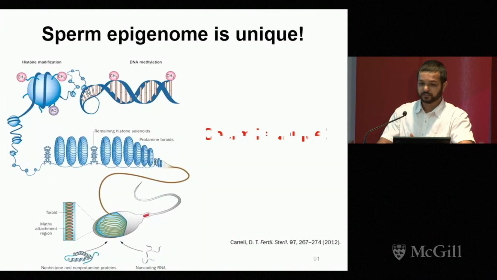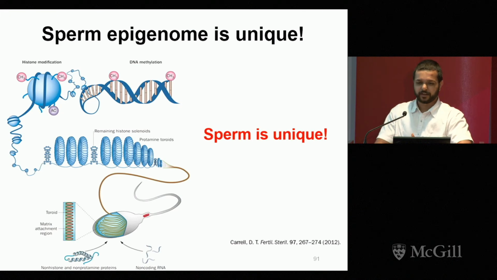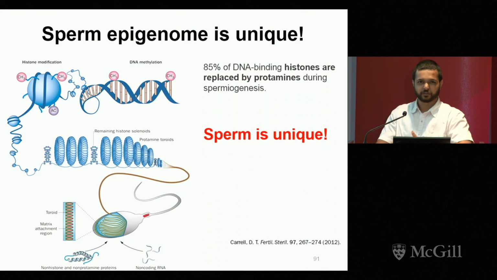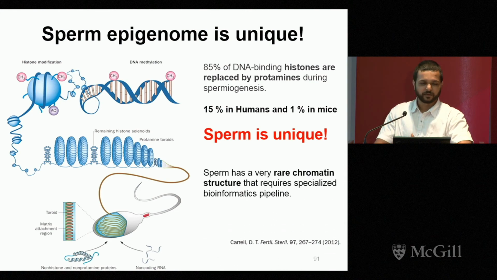The sperm epigenome is unique because 85% of the DNA-binding histones are replaced by protamines. So we have only 15% of histones left in human sperm, or 1% in mice. And as the chromatin structure of sperm is unique, we require a specialized bioinformatics pipeline.